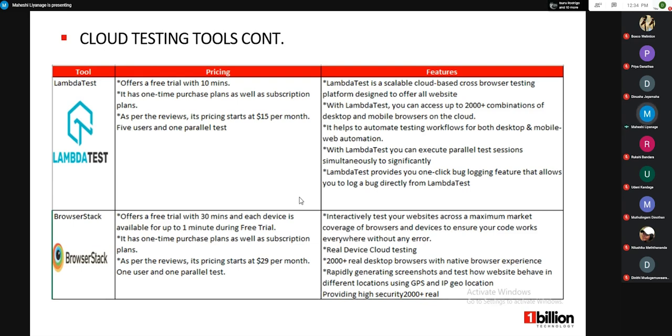And then we have BrowserStack. It offers a free trial with 30 minutes, but each device is available up to 1 minute during the free trial. This also has purchase plans. And this is also a real device cloud testing platform. You can access up to 2,000 plus desktop browsers with native browser experience. And here we have a key feature: you can test how these websites behave in different locations using GPS.